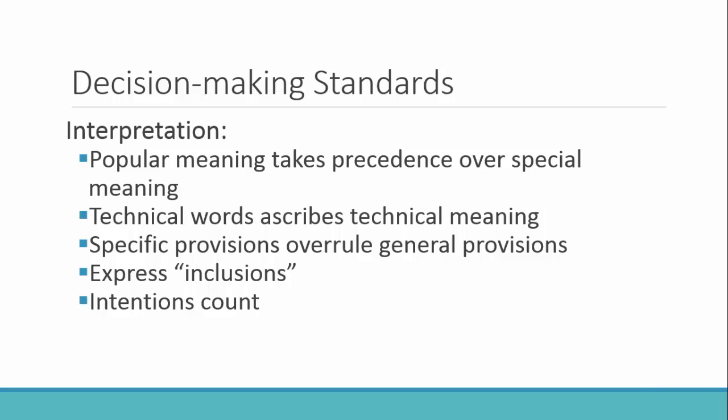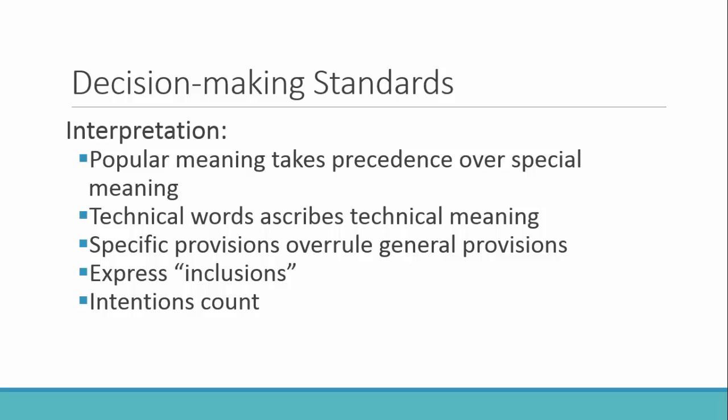Some strategies used by arbitrators in their decision making are standards over interpretation. First, popular meaning takes precedence over special meanings if there is a conflict of interpretation. When there is a problem in the interpretation of a specific term, technical words ascribe technical meanings unless the local usage establishes different. Specific provisions overrule general provisions. For instance, all employees can leave 2 hours earlier on Friday except health department employees.